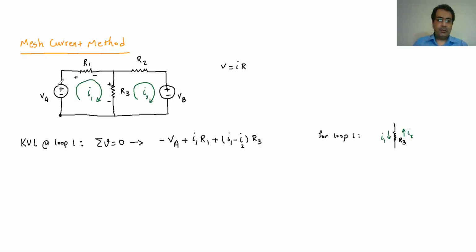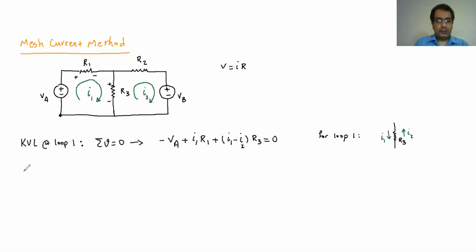And then, again, I'm rotating in loop 1. So I go from VA, then I go to R1, then R3, and go back to where I started. So it should come out as 0. So that's going to be my first equation: the voltage at the battery, the voltage at R1, and the voltage at R3.